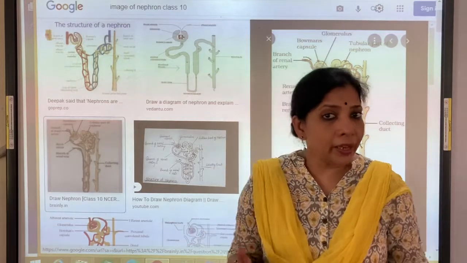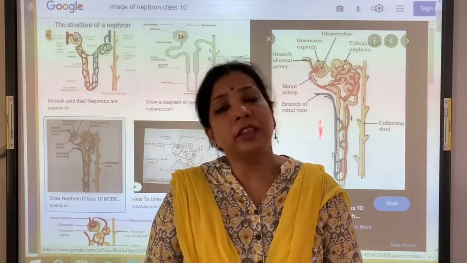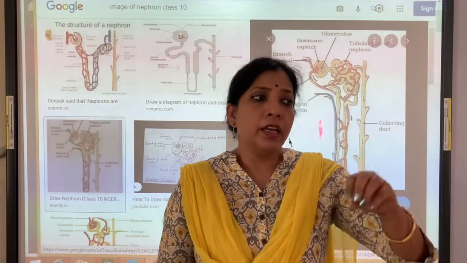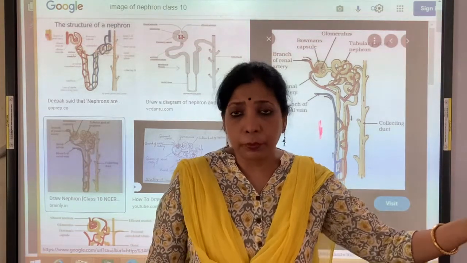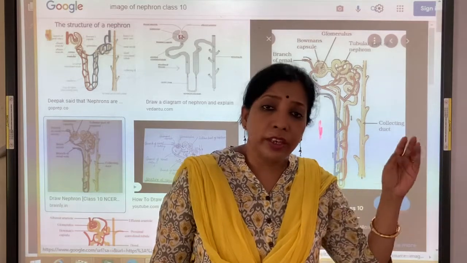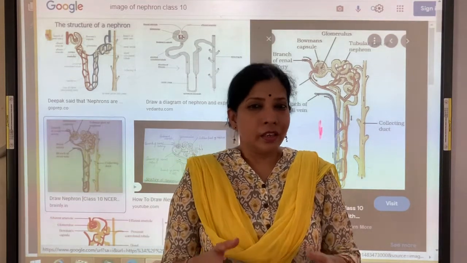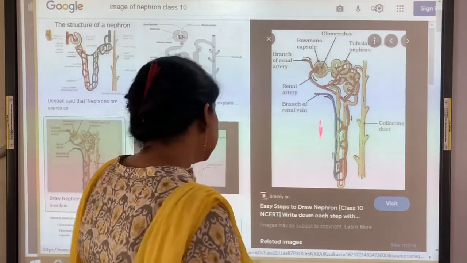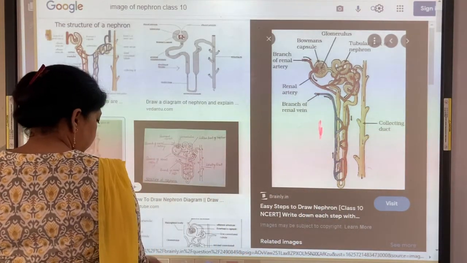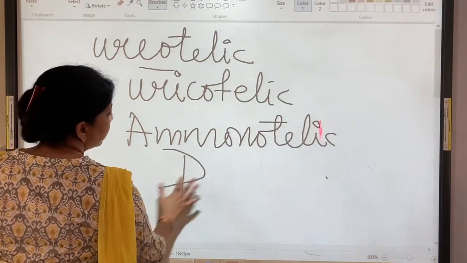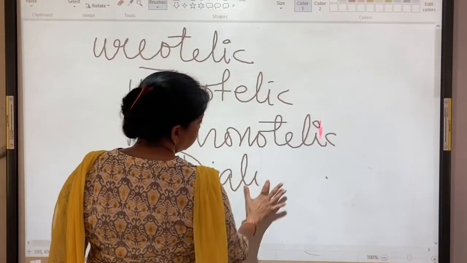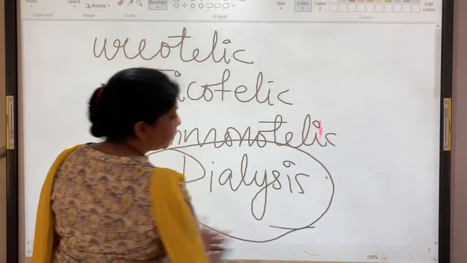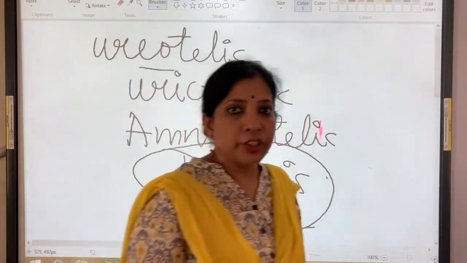So the working capacity of the kidney starts getting affected, and that is why you must have heard people saying that his kidney needs a replacement, or somebody's kidney is working only 30%. Somebody is going through dialysis. Now what is this dialysis? Let us understand this. Dialysis is nothing else but the artificial kidney.